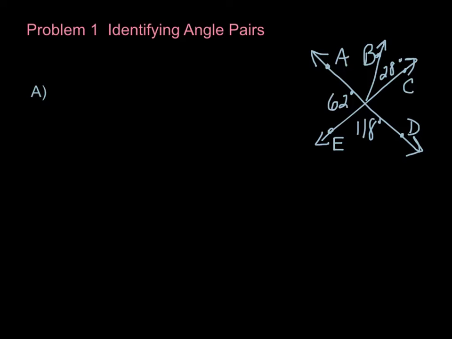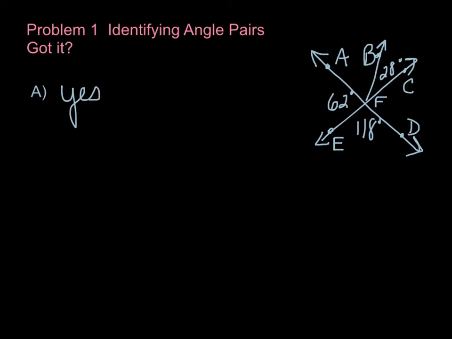In part A, in problem 1, identifying angle pairs under the Got It section. Use the diagram at the right. Is the statement true? Explain. So A, angle AFE and angle CFD are vertical angles. Let's see. A, F, and that's F. AFE and angle CFD. Are these 2 angles vertical angles? Yes, they are.